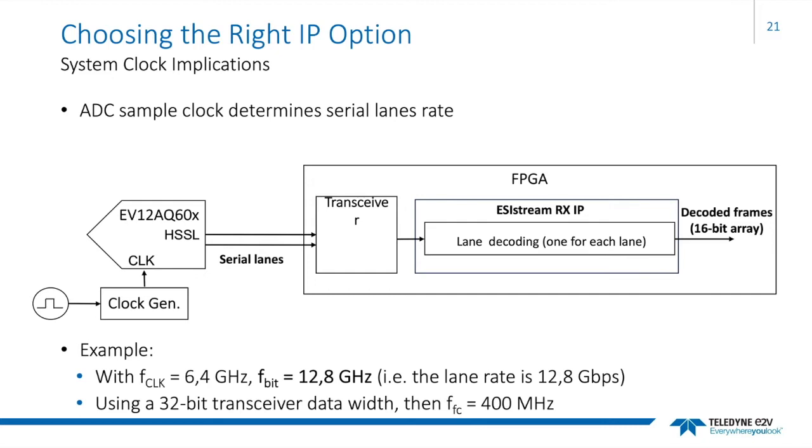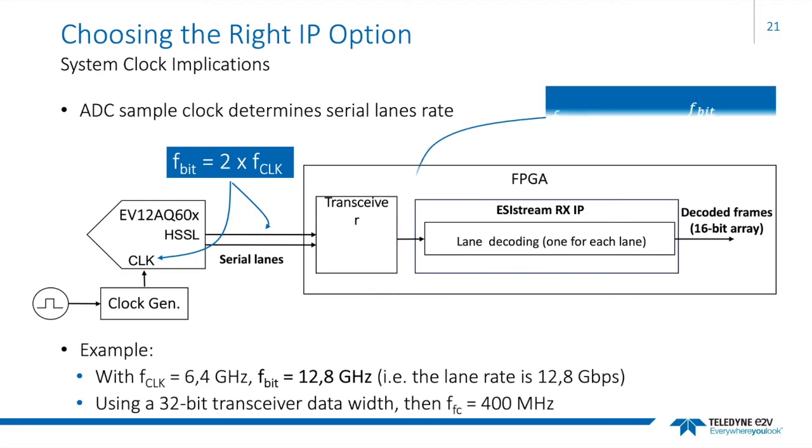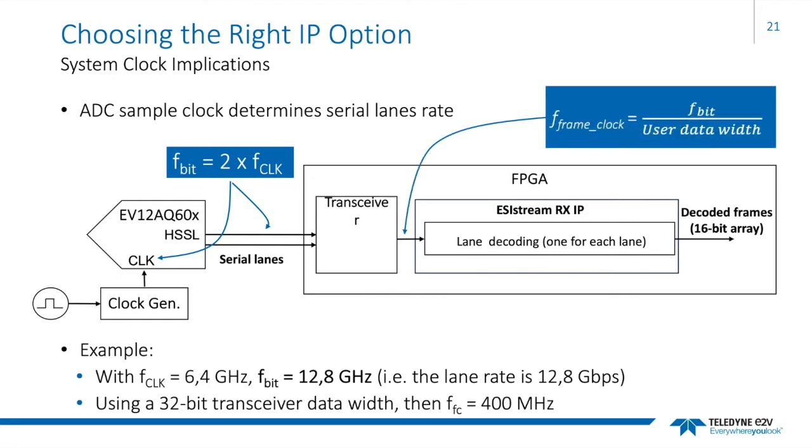The ADC sample clock determines the bit rate on the serial lanes. The bit rate is twice the clock. So for example, with a sample clock of 6.4 GHz, the bit rate is double that at 12.8 GHz. At the transceiver end, a frame clock reference tracks received data frame boundaries.